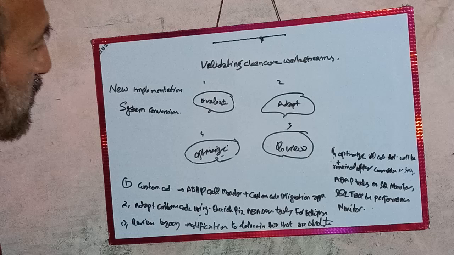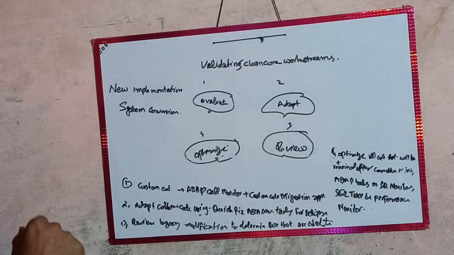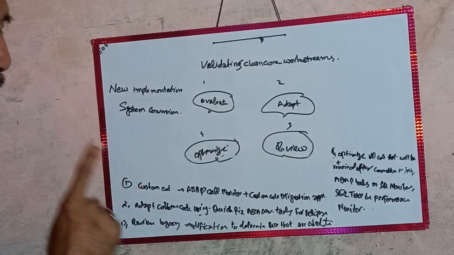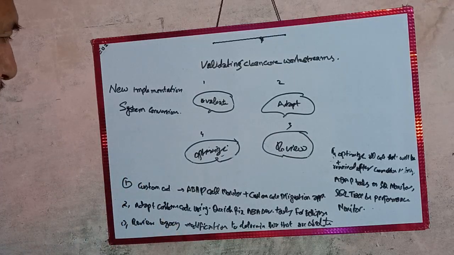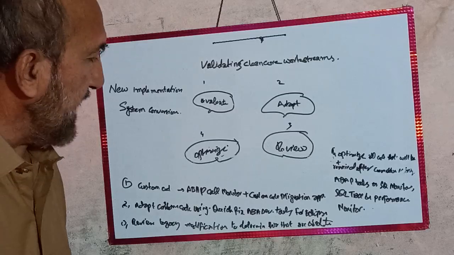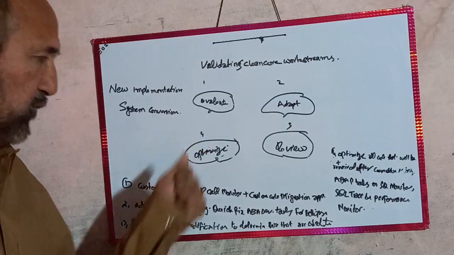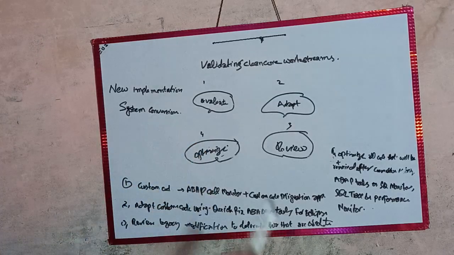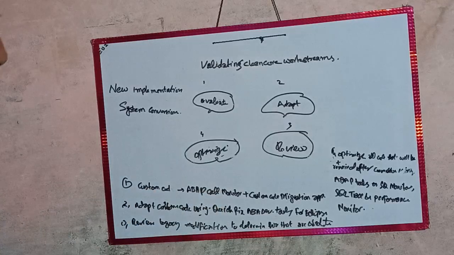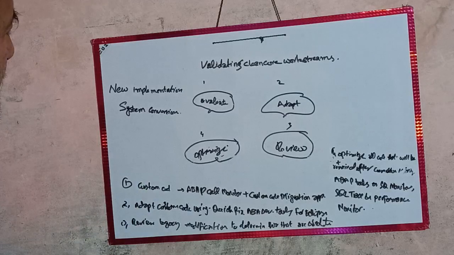Fourth workstream, optimize. All code will be determined after conversion in ABAP tools such as SQL Monitor, SQL Trace and Performance Monitor. This is very important in optimization. For the fourth workstream, we are using 3 kinds of tool: SQL Monitor, SQL Trace and Performance Monitor. So this is the fourth workstream.